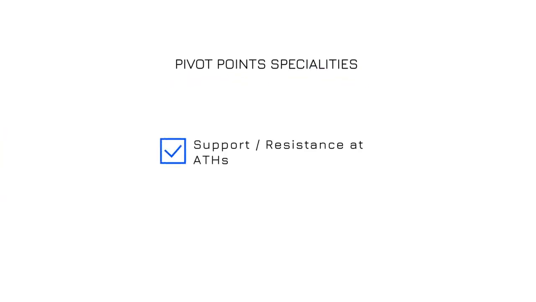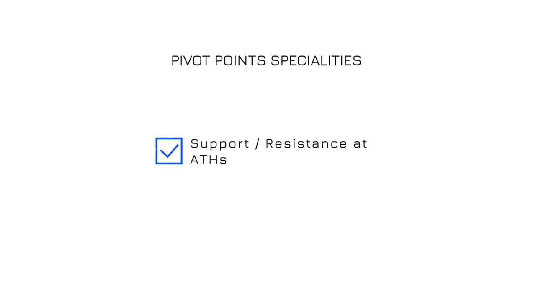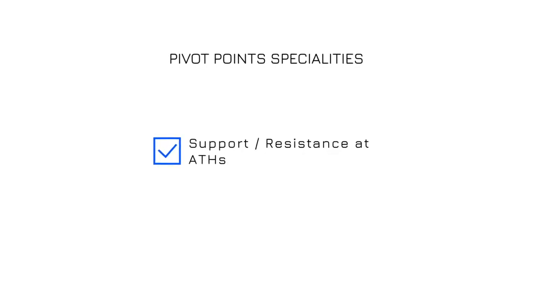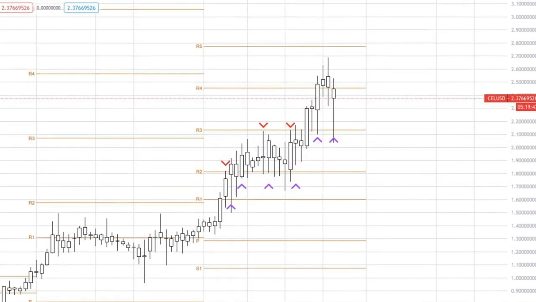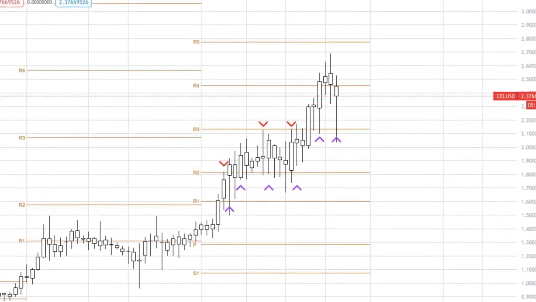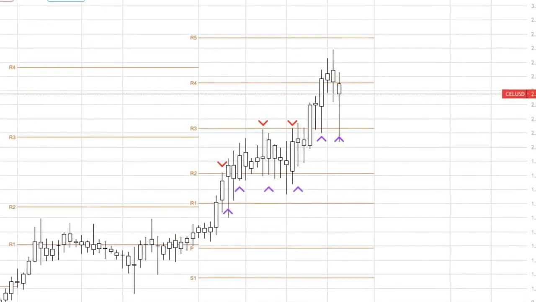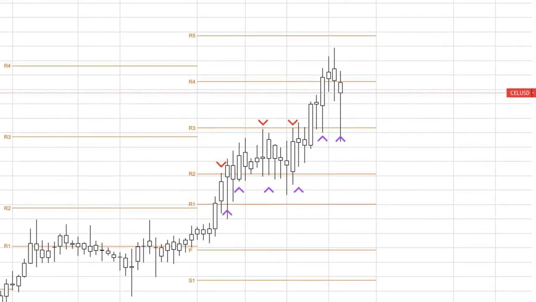One of the specialities of pivot points is their ability to identify support and resistance levels when cryptocurrencies are at all-time highs. A great example of the usefulness of pivot points can be seen in the recent Celsius rally. In this example, we can see how the pivot points have acted as both support and resistance, with the red arrows marking resistance and the purple arrows marking support.